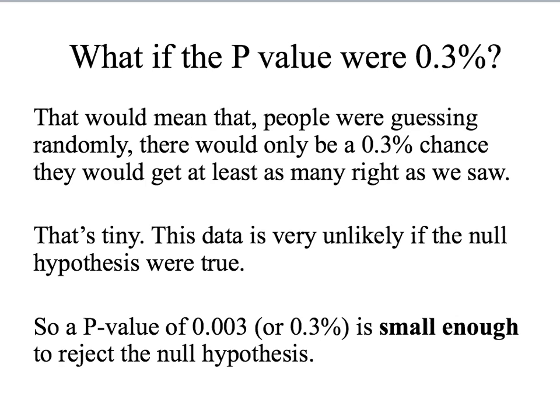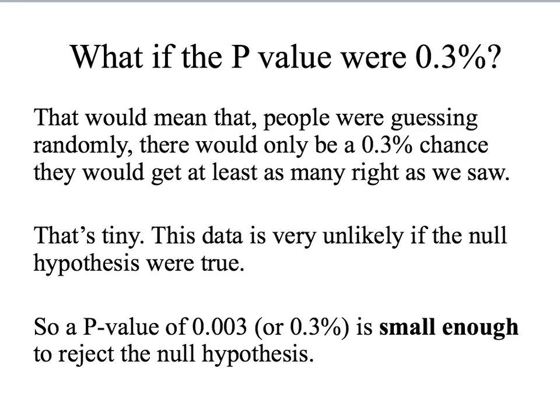So what if the p-value is small, like 0.3%? That's 0.003 as a decimal. Well, this would tell us that if people are just guessing randomly, if they can't tell the difference, they would only get this many or more right about 0.3% of the time. That's incredibly tiny. In other words, this data is inconsistent with the belief that the null hypothesis is true.